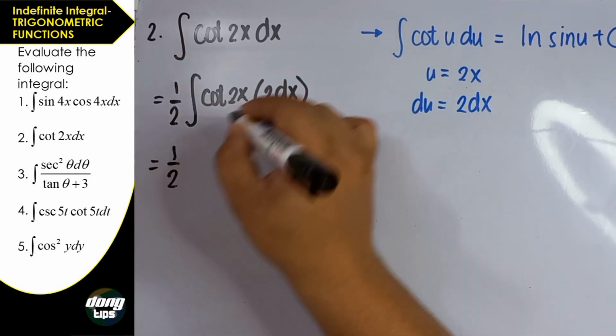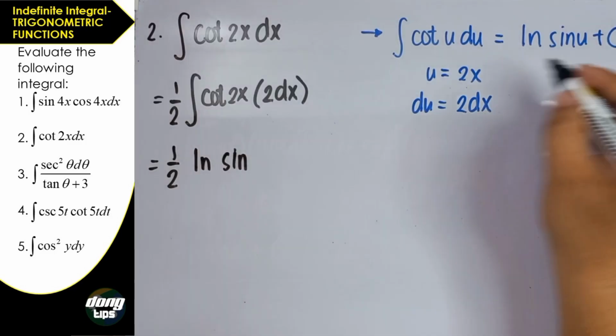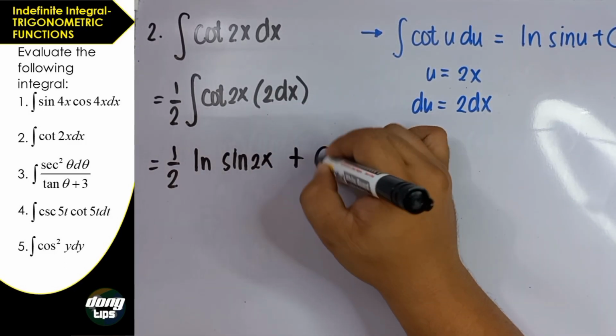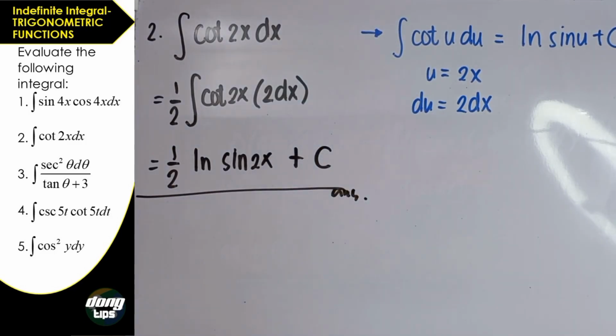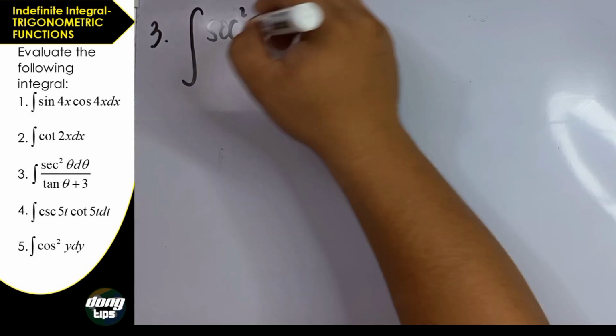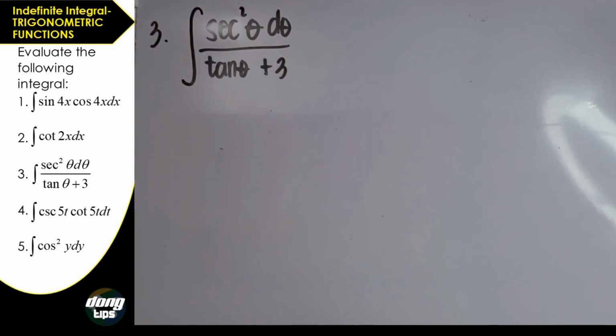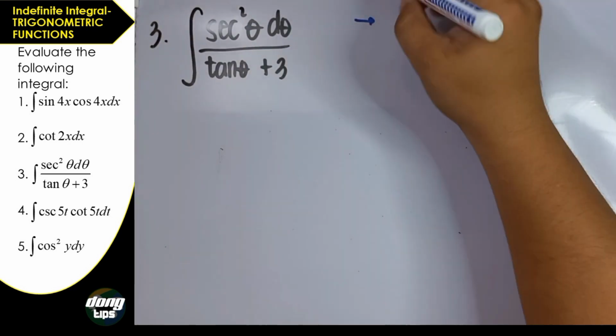Copy 1/2, then use the formula. Natural logarithm of sine of 2x plus c. For number 3, evaluate the integral of the quantity secant squared theta d theta over the quantity tangent of theta plus 3. Let's investigate first.